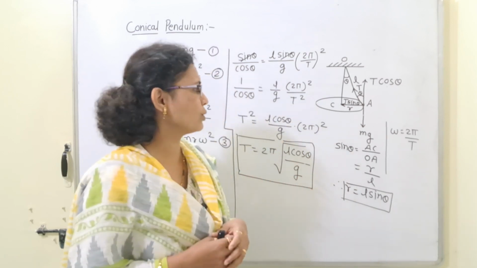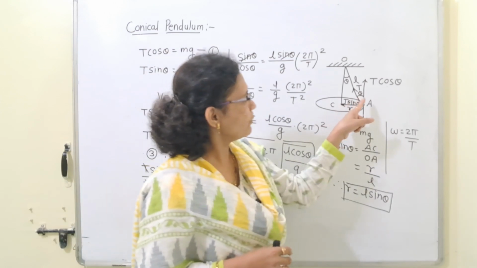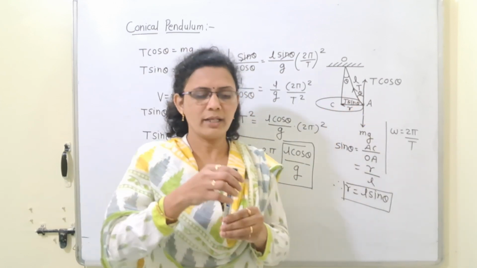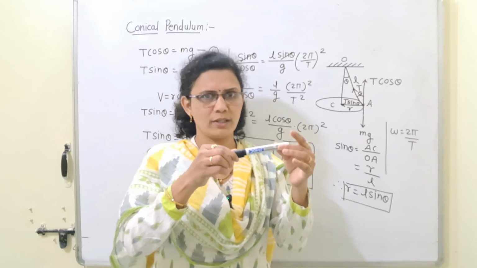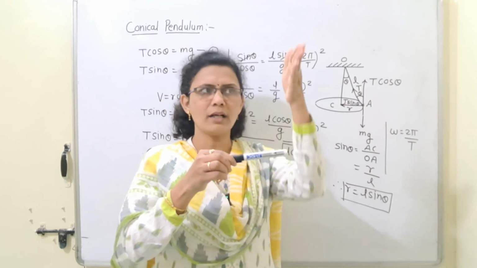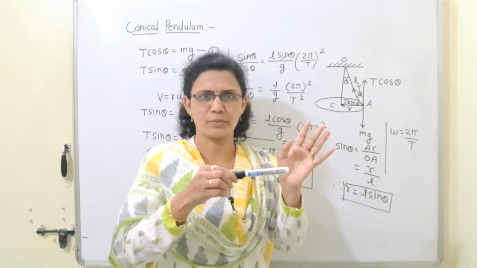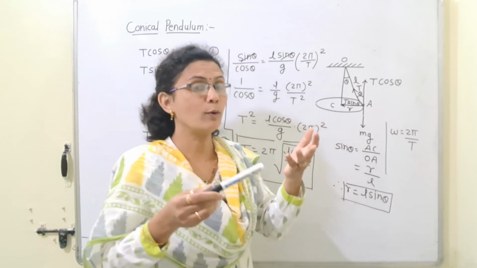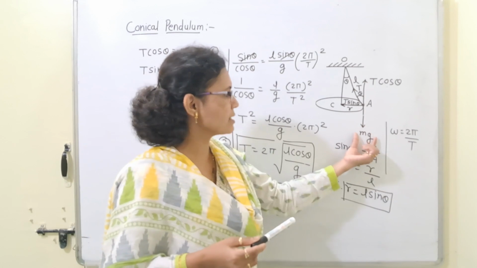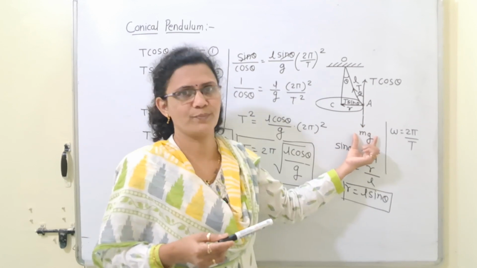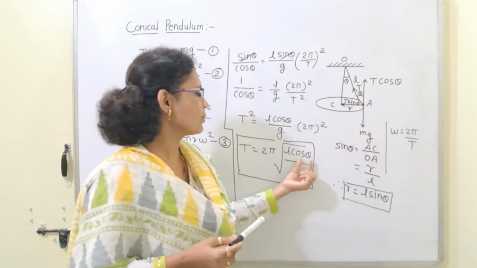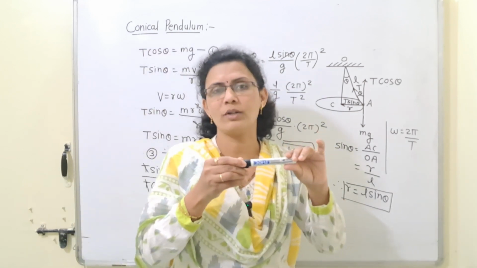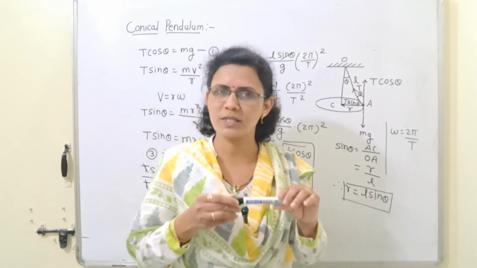In another way also you can understand. See, here we have taken the components as T sin theta and T cos theta. When I consider this horizontal position, in this case the vertical component will vanish, means the vertical component will be equal to 0, and there will be no force to balance this weight force mg. Means theta equal to 90 degrees, means the horizontal position of the pendulum, is not possible.